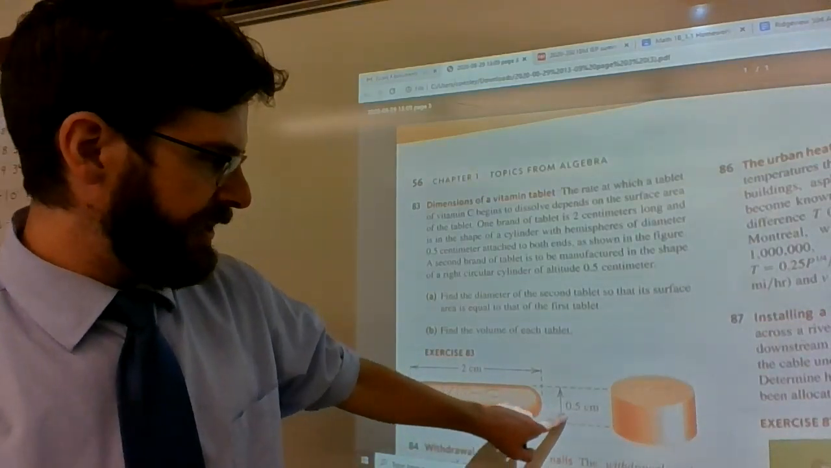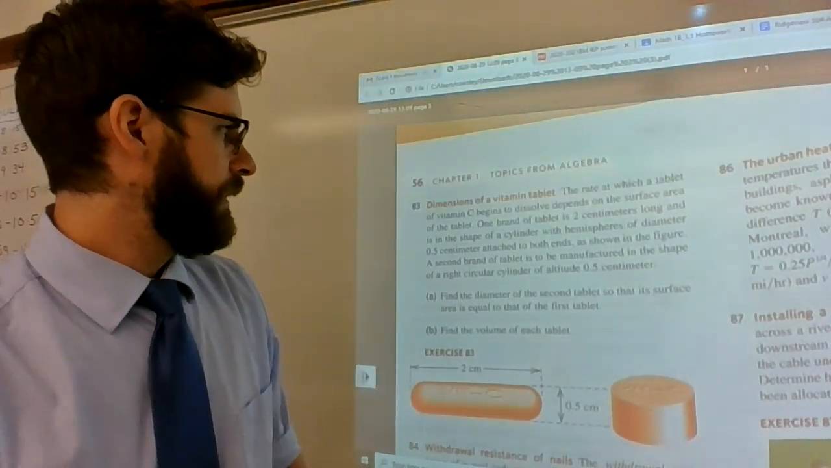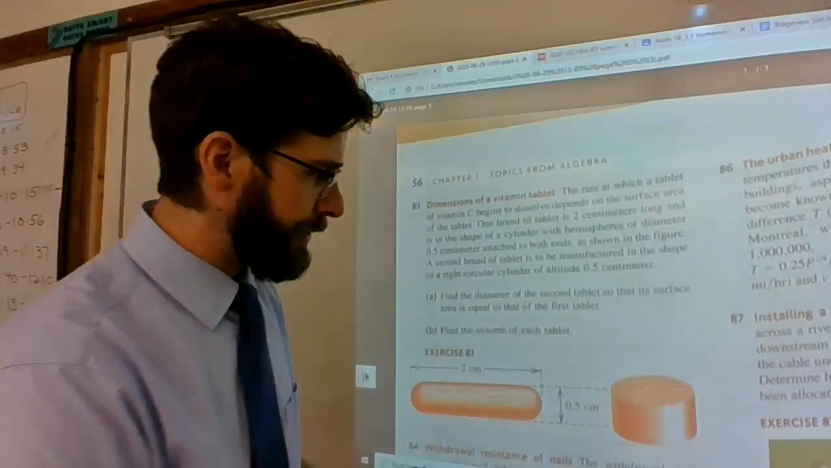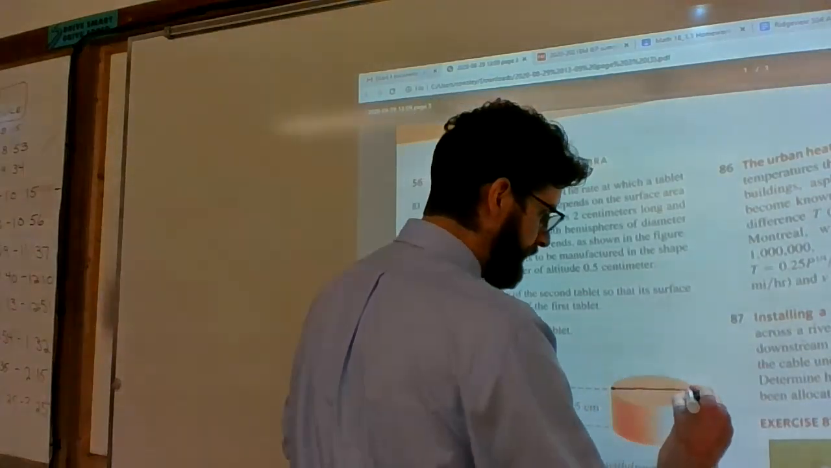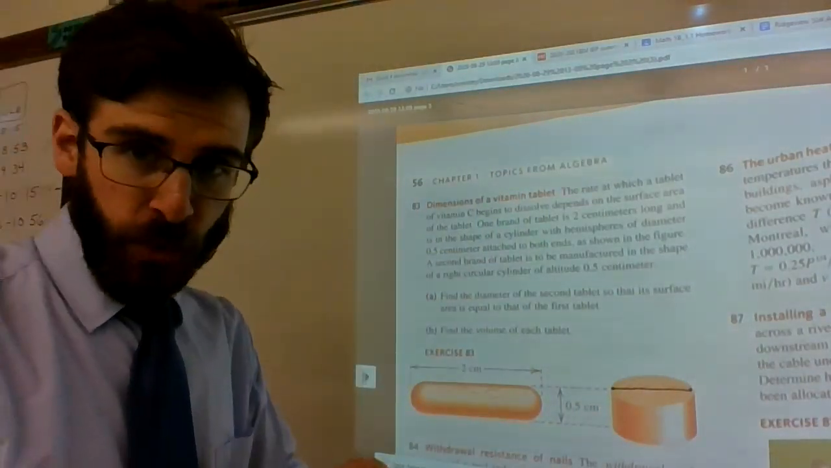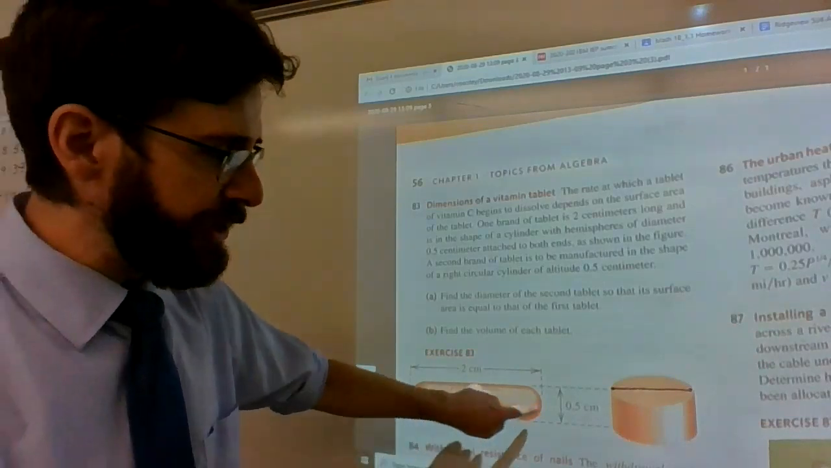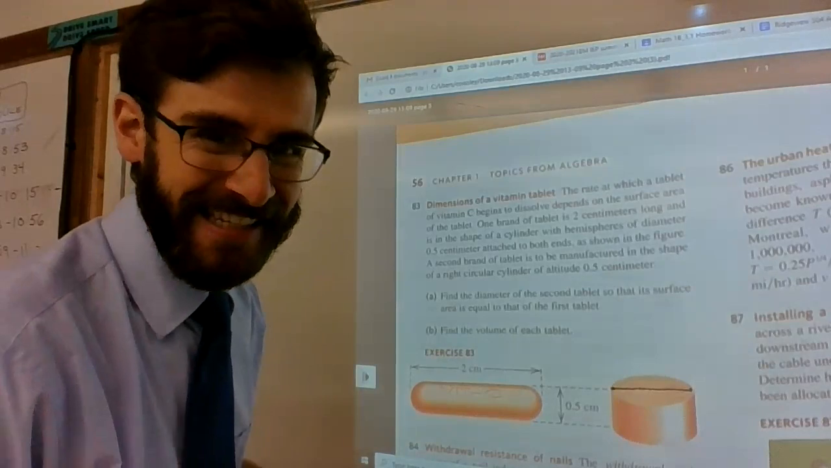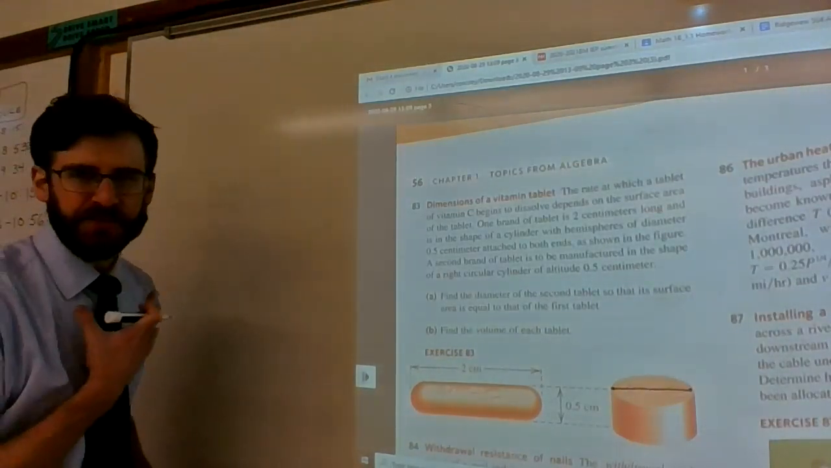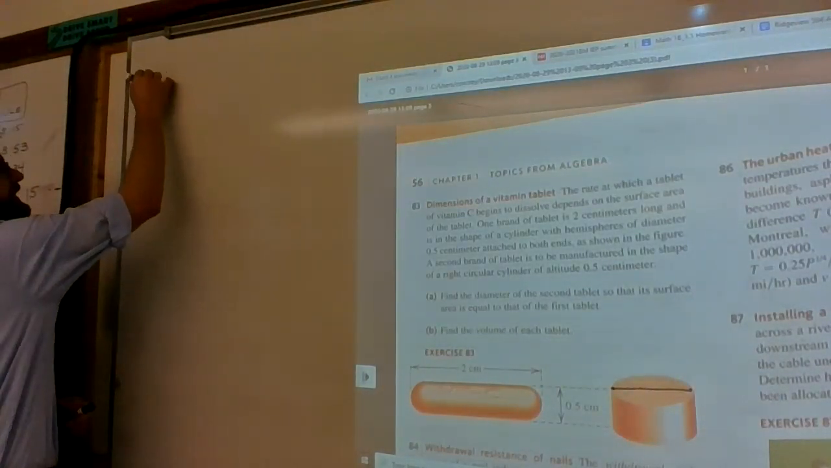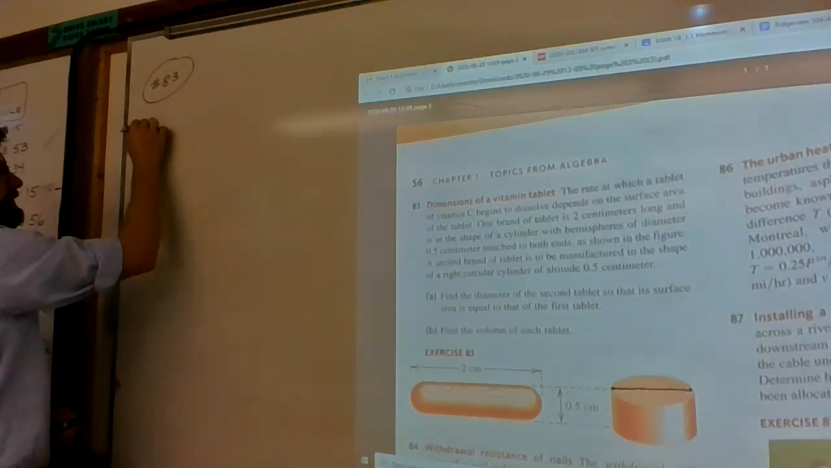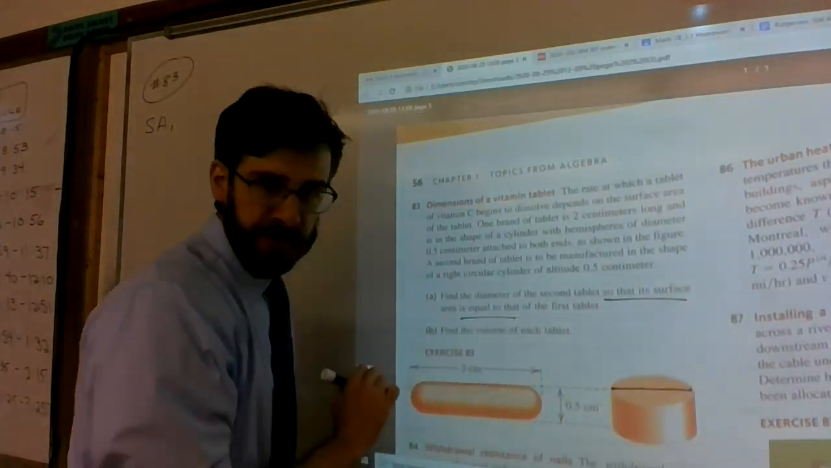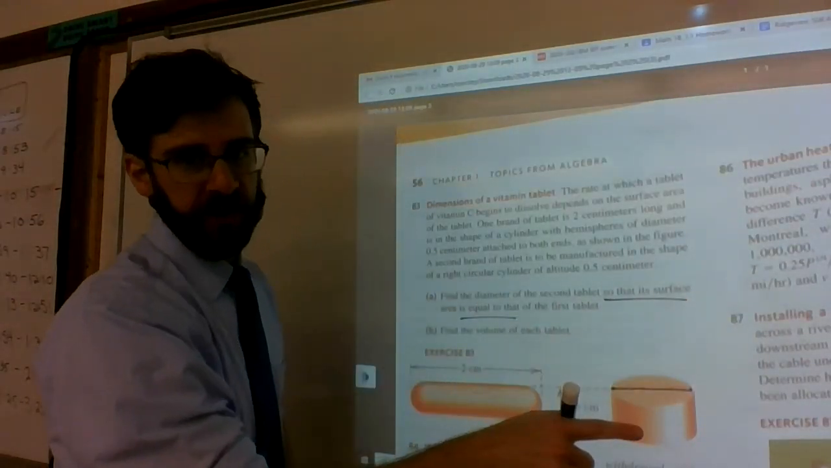Your other tablet has a height of 0.5 centimeters, and they really don't tell us anything else about it. In fact, what we're supposed to do is find the diameter of this vitamin C tablet in such a way that the surface area of this one is equal to the surface area of that one. So what we should do first is kind of just state this. At least this is what I'm comfortable with. I'm going to state it, number 83. The surface area of our first one is basically being forced to equal the surface area of the second one.